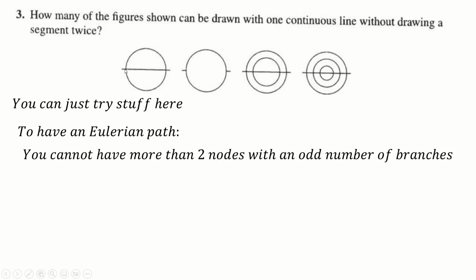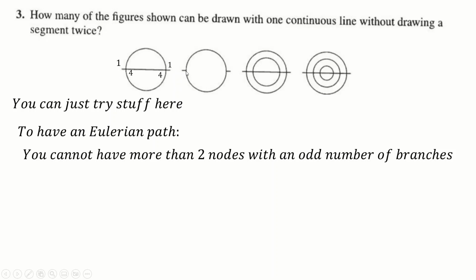Essentially, if you call these points where lines either end or join other lines nodes, then to make an Eulerian path, which is a path you can draw without taking your pen off the paper, you can only have at most 2 nodes with an odd number of branches. So if we count here, this node has 1 branch because it just has 1 thing going this way. This is 4, this is 4, this is 1. That's only 2 nodes with odd numbers, so this is fine.